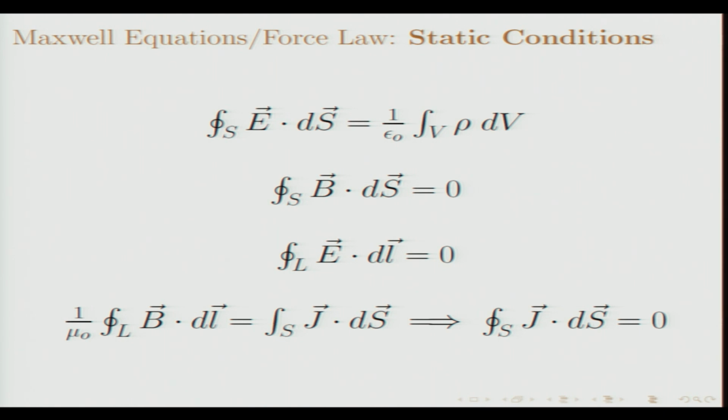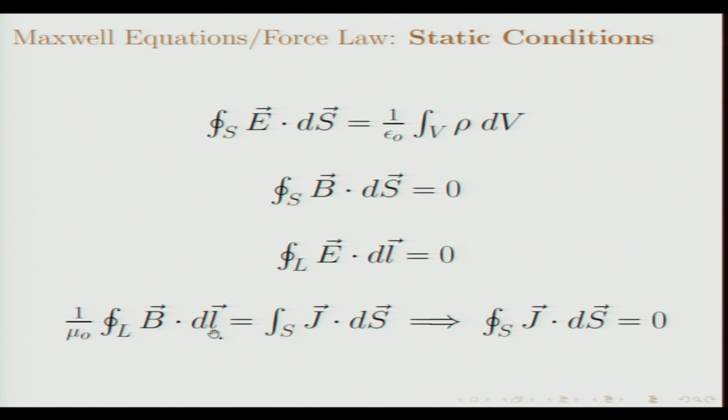An interesting thing happens when you consider only static conditions. Static conditions means all the derivatives are set to 0 in Maxwell's equations. If you do that, E dot dl integrated over a closed curve will come out to be 0, because dB by dt becomes equal to 0. Similarly, in the Ampere-Maxwell law, you will find that the term corresponding to dE by dt, the last equation, is missing. So, you just have these two.